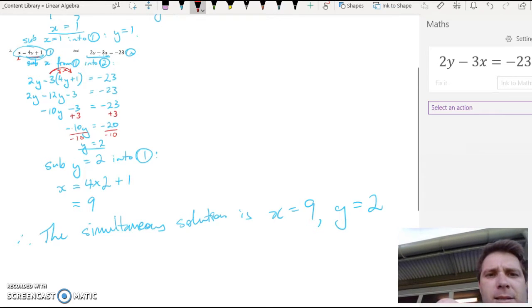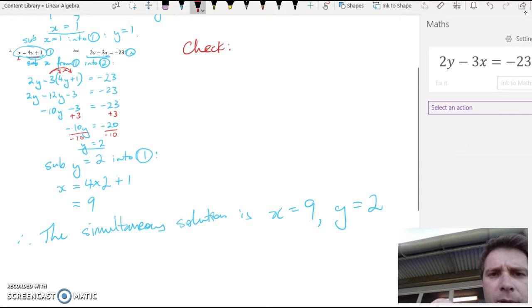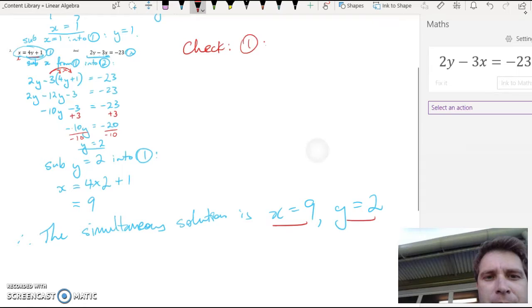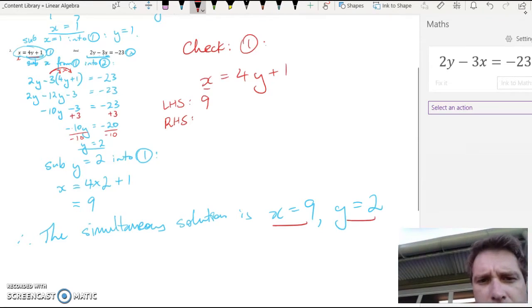So I don't mind seeing this in a test. Let's do check here. Equation 1. Now we said that x is equal to 9, y is equal to 2. So that should make this equation right. So x equals 4y plus 1. Let's just double check that. We got 9 on the left hand side because x we said is equal to 9. On the right hand side, if we put y equal to 2, we've got 4 times by 2 plus 1, which is also equal to 9. So in equation 1, the left hand side is equal to the right hand side. So that's good. That's what we want.